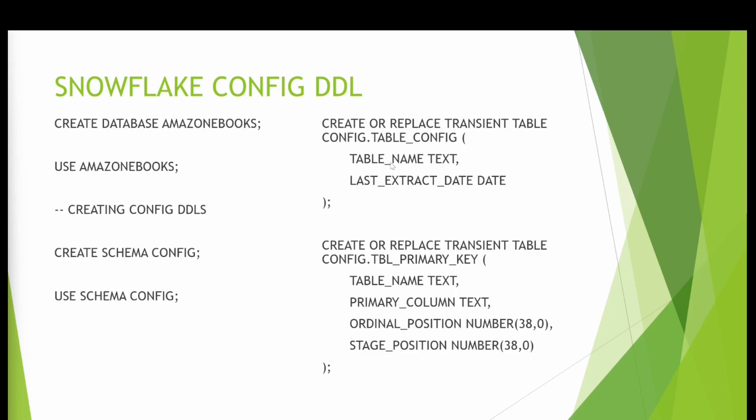Whenever a new ingestion happens to a table, we get the last extract date from the table config for the respective table entry. We fetch only those records that are greater than the last extract date. As a result, we fetch only the latest records, that is nothing but delta changes, and ingest them to the Snowflake table. We'll be using primary keys to override the data. As a result, we are storing them in another table, that is table primary key. So this approach is nothing but the metadata driven approach.